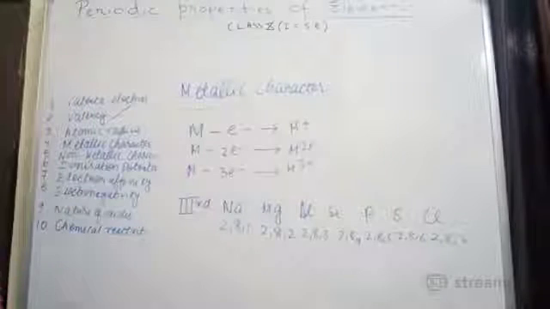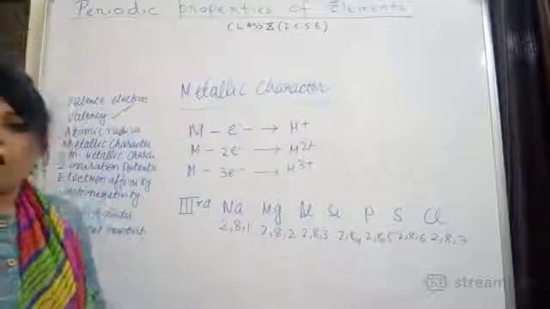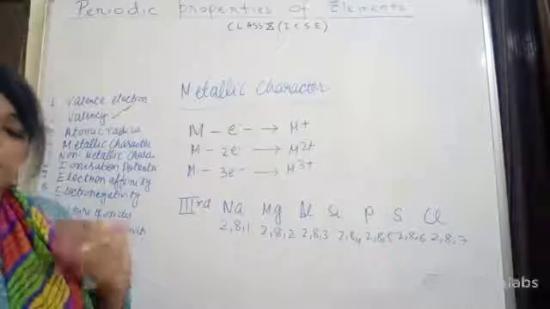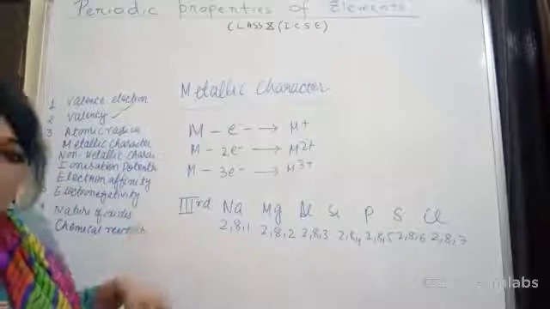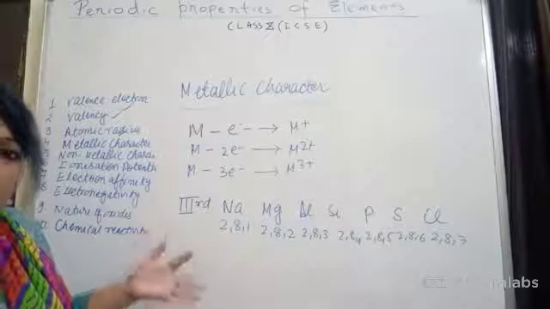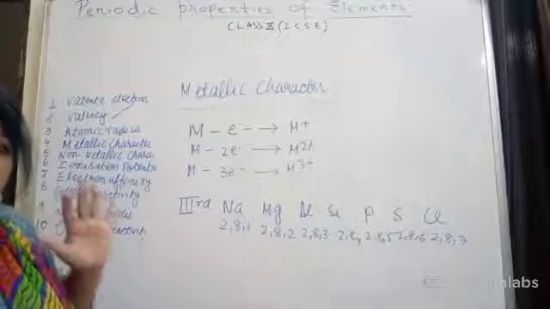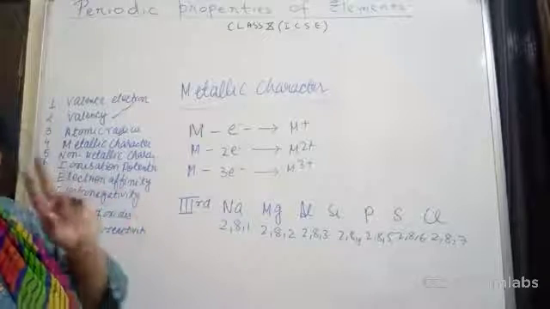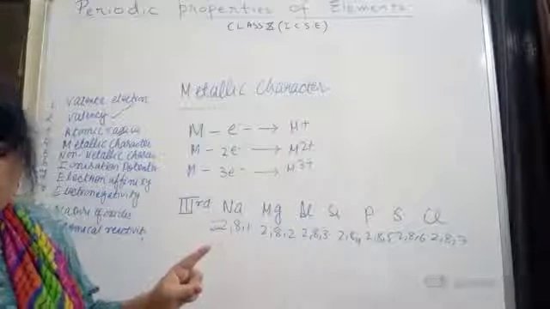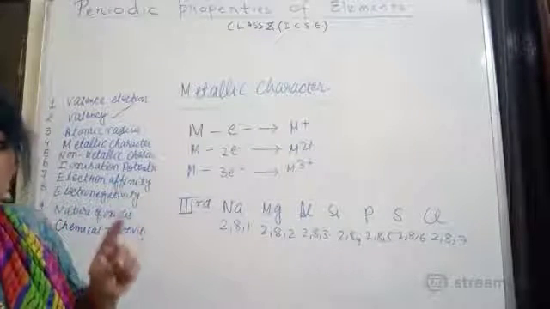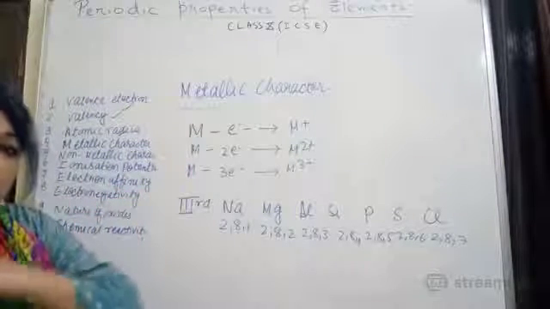Now I told you what is metallic character. Metallic character is the ability to lose electrons. Now how will you decide which element is more metallic? Whether the element has 1 valence electron or 2 or 3 valence electrons? You should know 2 factors that affect the metallic character. One is the number of shells, right? Metallic character is directly proportional to the number of shells. If the number of shells increases, metallic character increases.